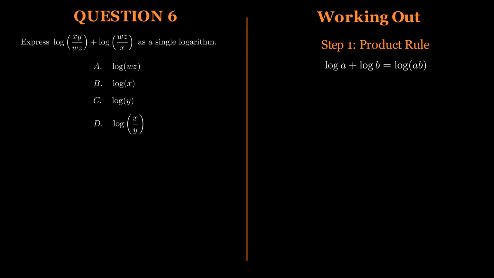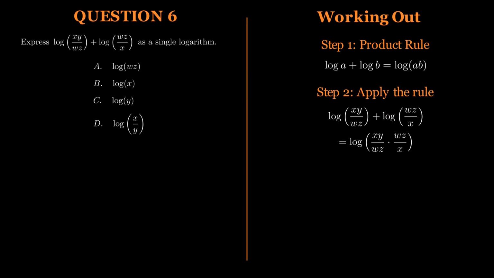Step 1. We use the product rule of logarithms, which states that log a plus log b equals log of a times b. Step 2. Applying this rule, we combine the two logarithms into one, log of xy over wz multiplied by wz over x.